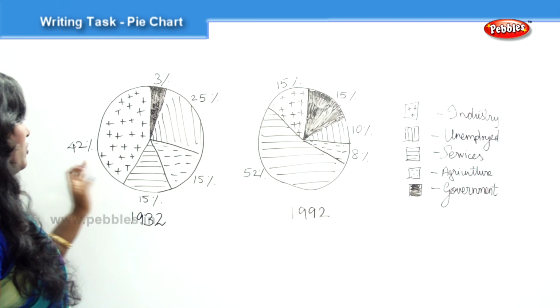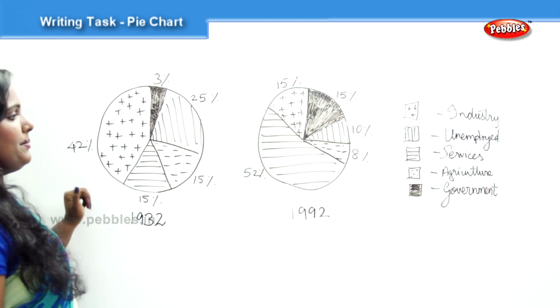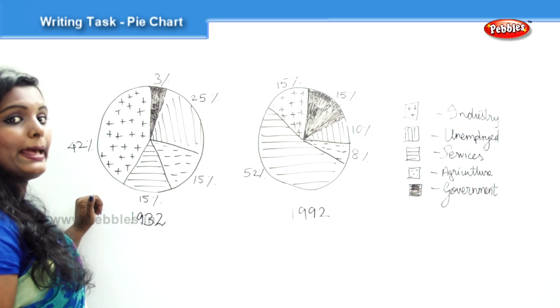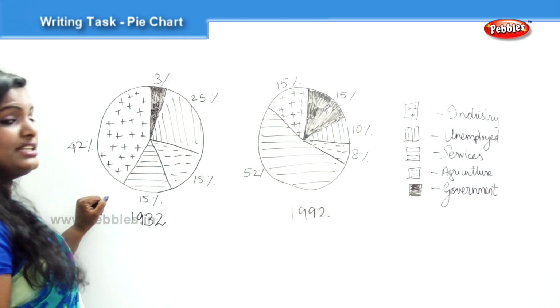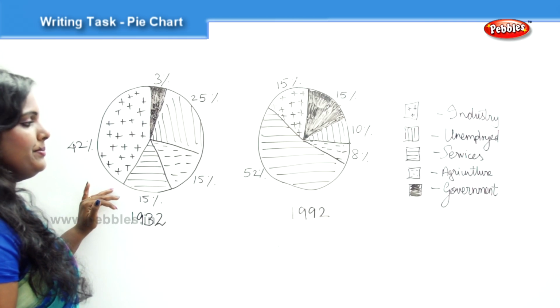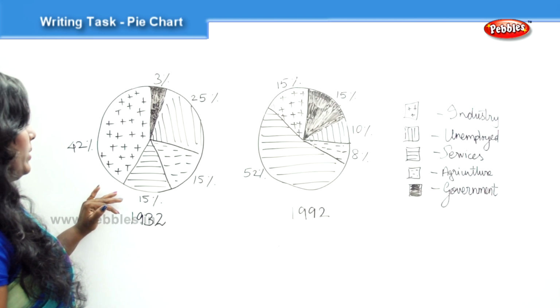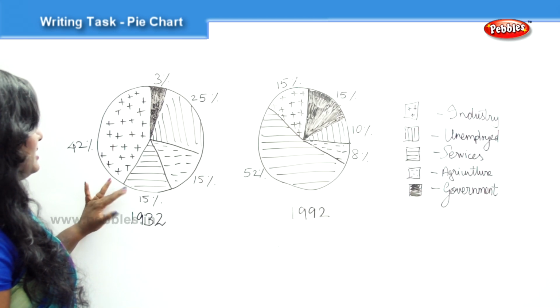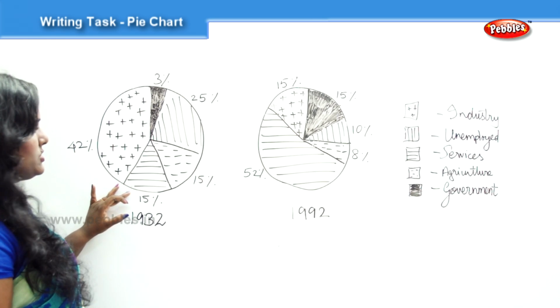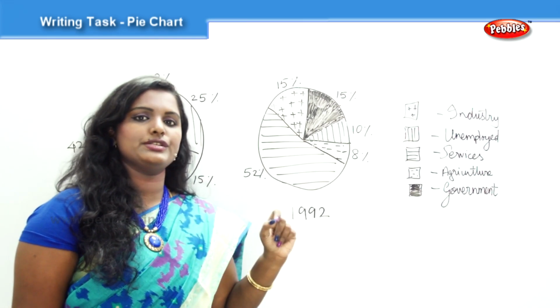So in the year 1932, we find the majority of the people were employed in the industrial sector, around 42% of them, followed by around 25% of people who were unemployed in the year 1932. Around 15% of people were into agriculture and fishing, whereas in services we have another 15% of people and the remaining meager 3% in the government services.